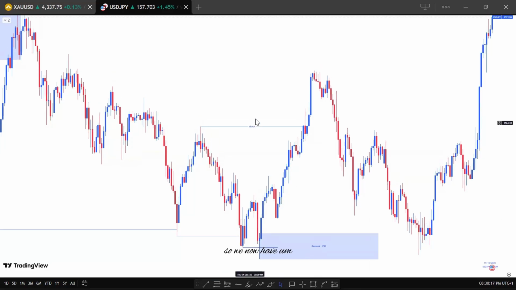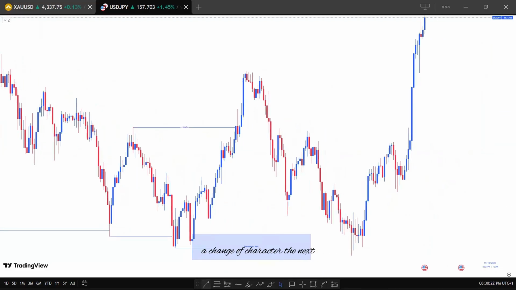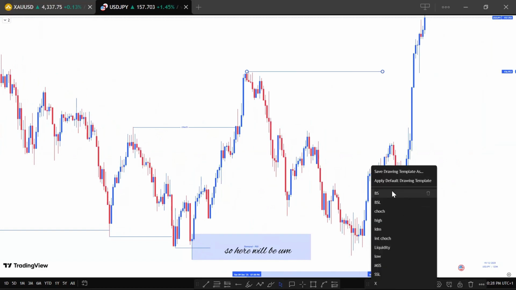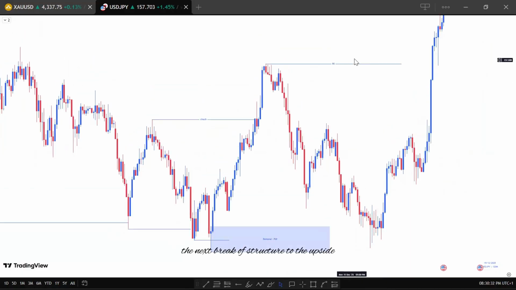So we now have a new change of character, and as you guys know, if price creates a change of character, the next thing for price to do is to break structure to the upside. So here will be the next break of structure to the upside.